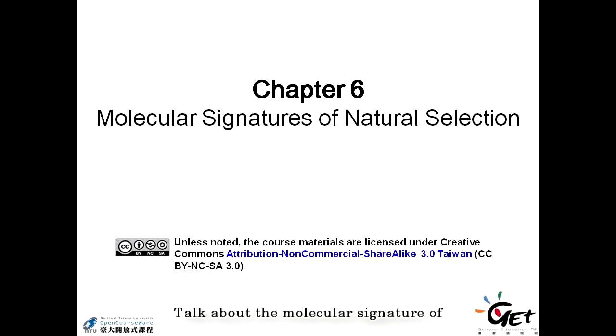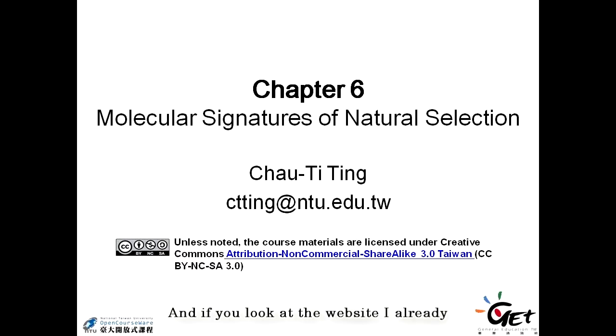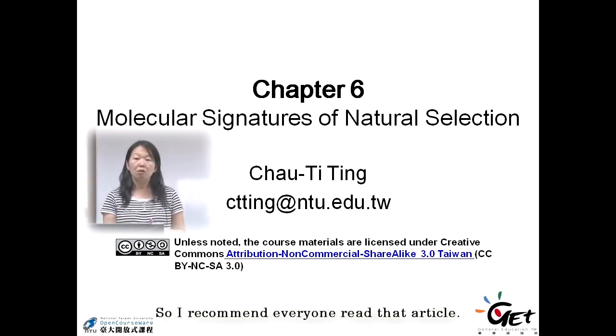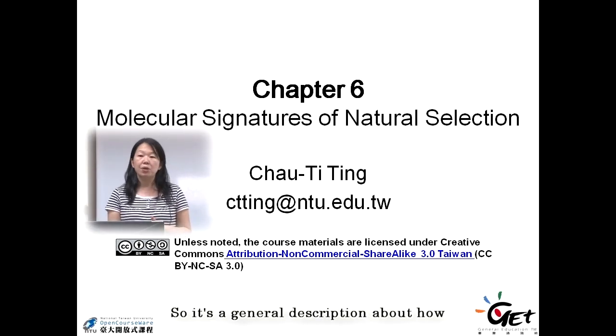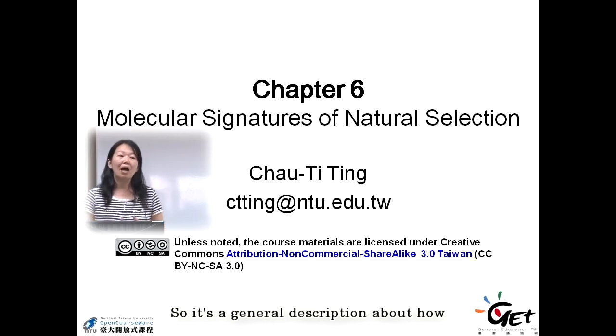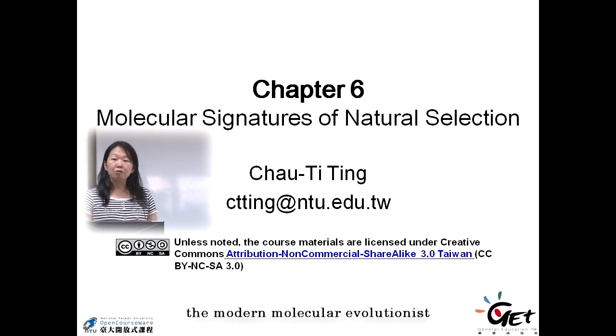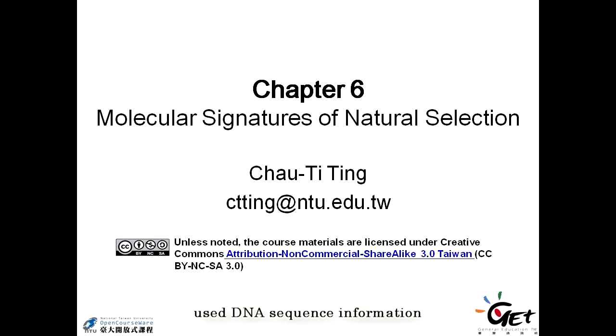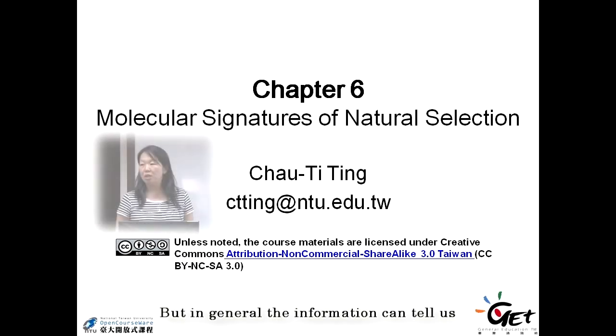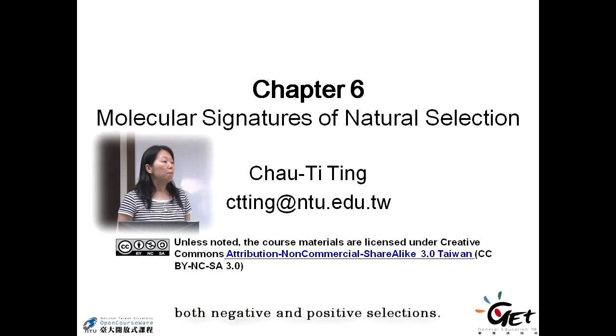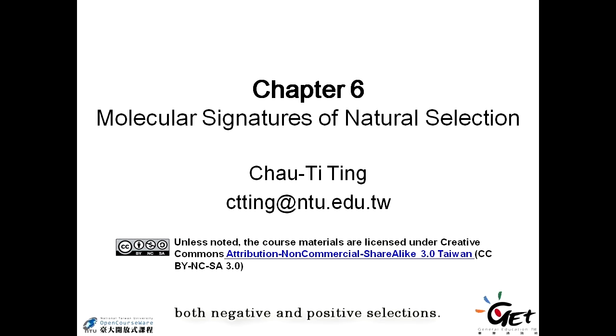Talk about the molecular signature of natural selection. And if you look up the website, I already posted a review paper on this subject by Nielsen. So I'll recommend everyone read that article. It's a general description of how modern molecular evolutionists use DNA sequence information to detect the signature of selection. Most of the time, we would like to identify the signature of positive selection. But in general, the information can tell us about both negative and positive selection.